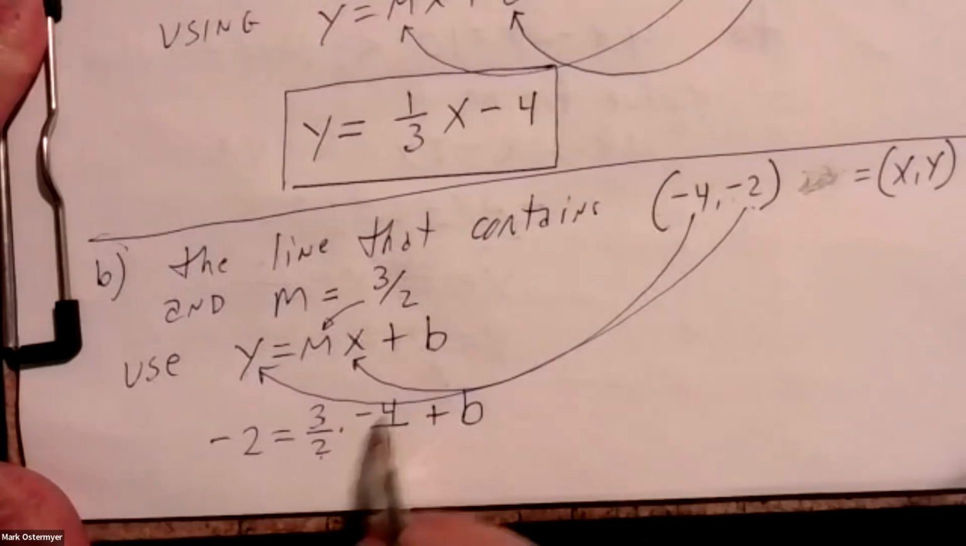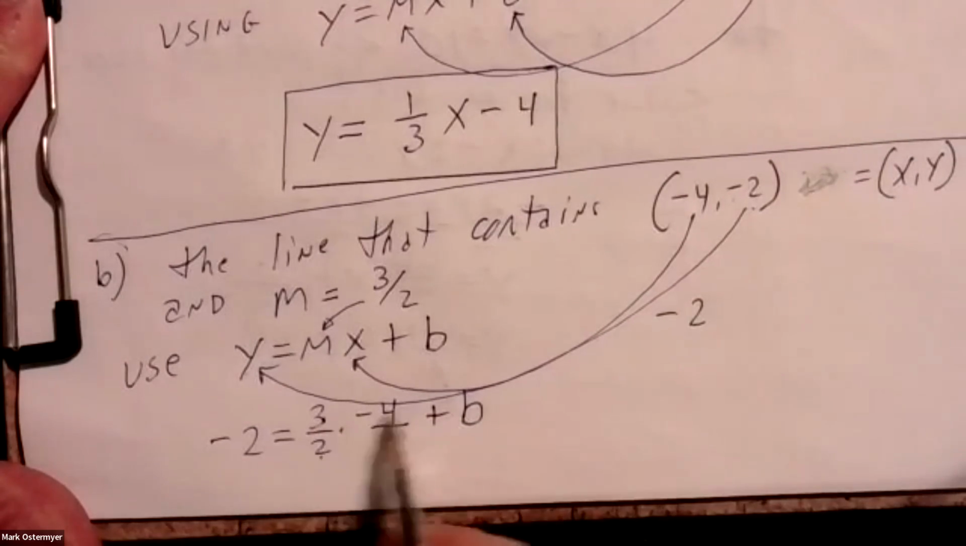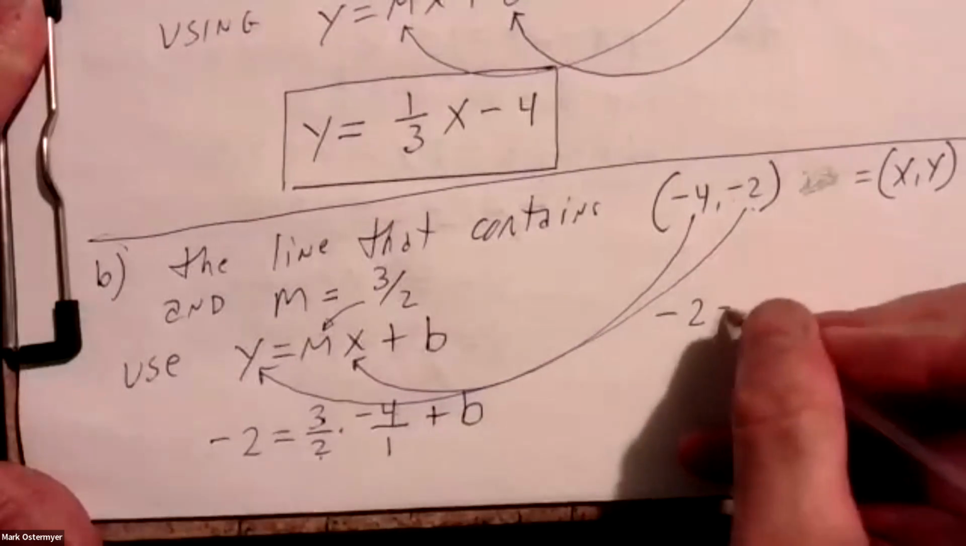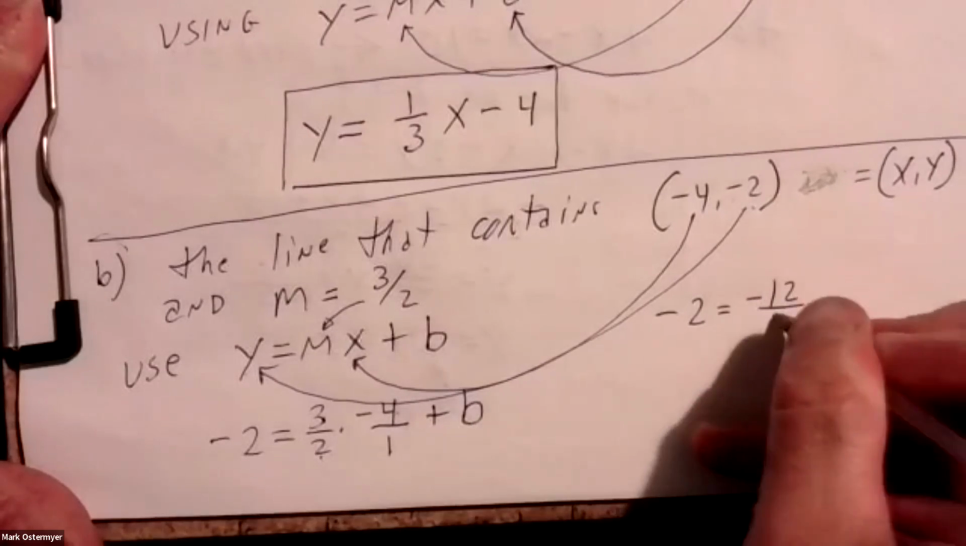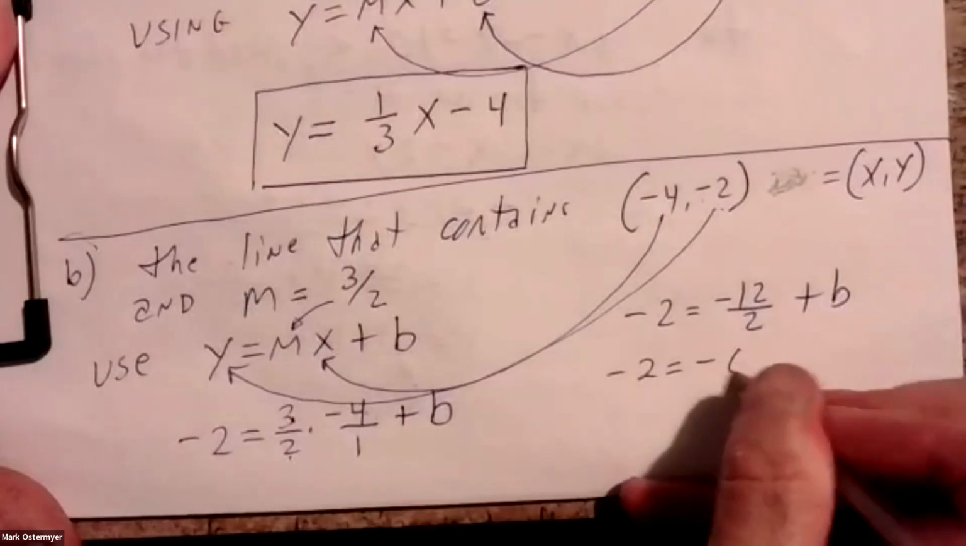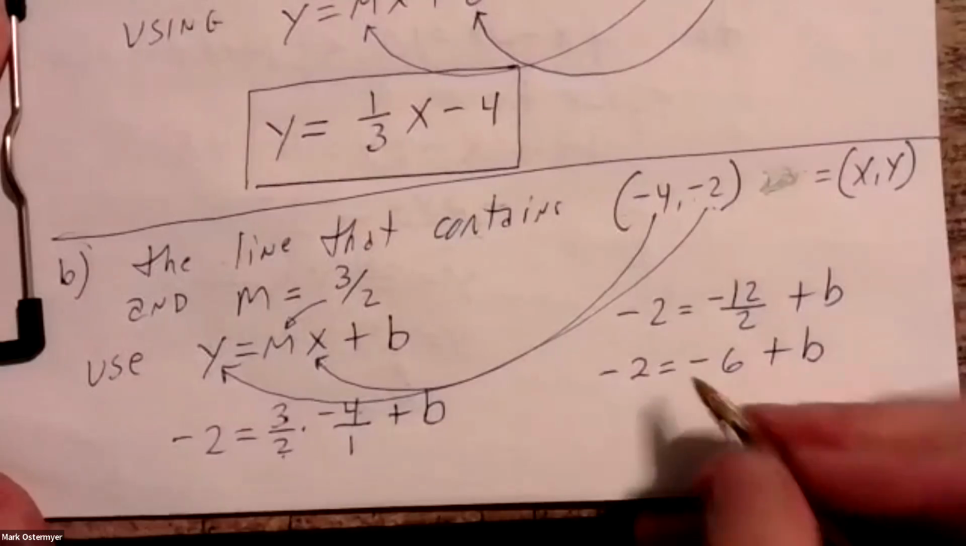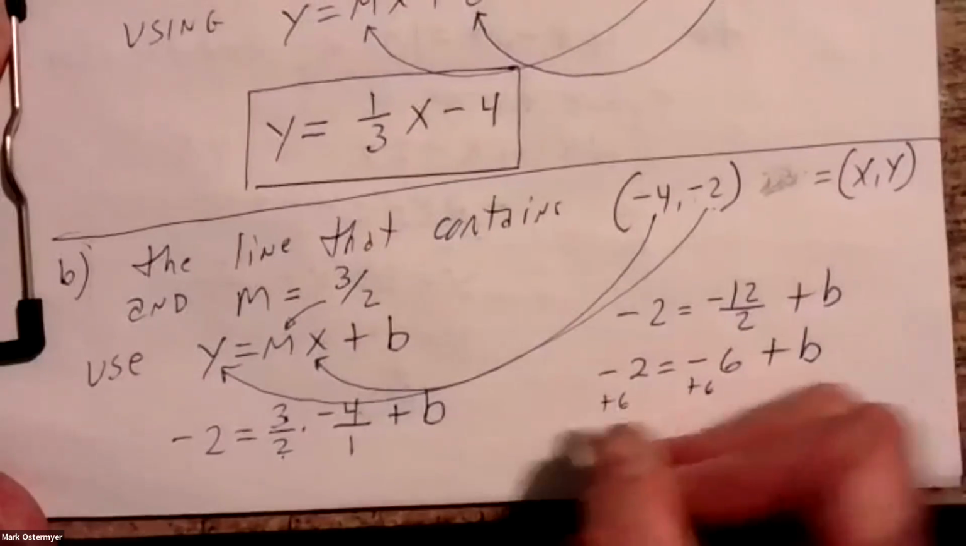So I have to solve for my y-intercept b now. Well, what is 3/2 times -4? That's going to be -12/2. But isn't -12/2 better known as -6? Now, how do I solve for my y-intercept b? Add 6 to both sides. And what's my y-intercept?